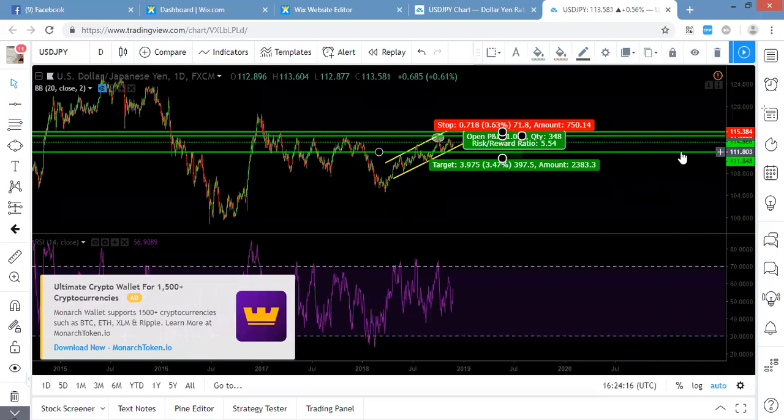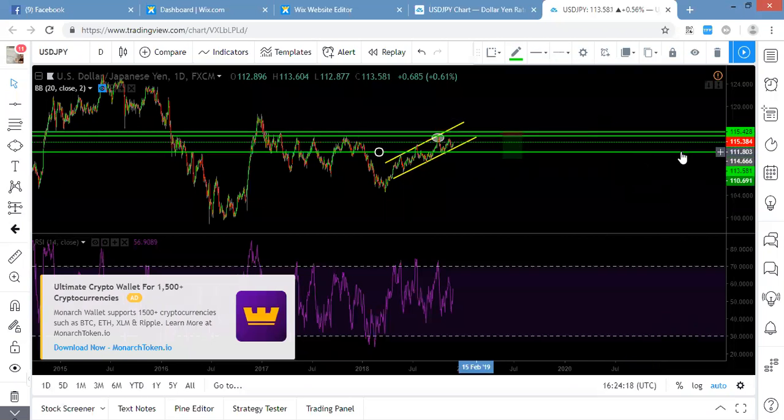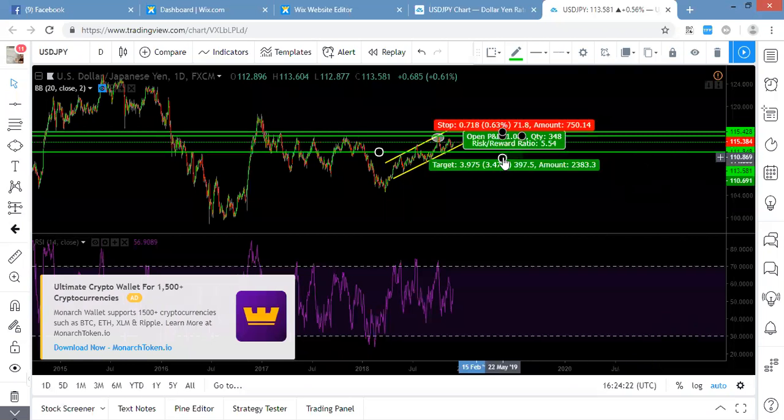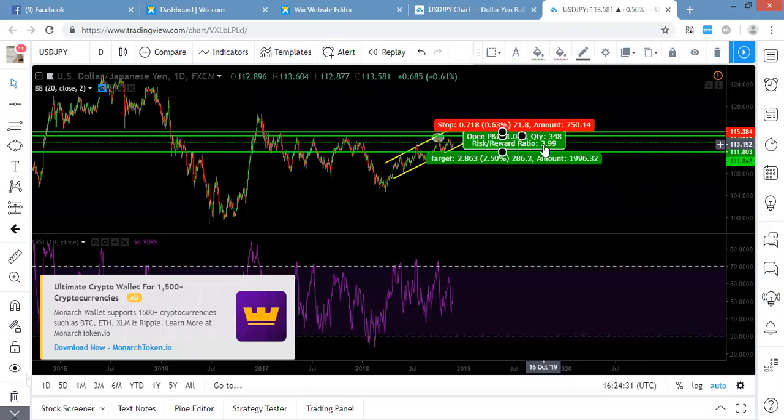Well, it looks like 111,803. Perfect, right there. So you can see that we have a risk to reward ratio of 3.99, which is basically a 1-to-4 risk to reward ratio, which is pretty good.